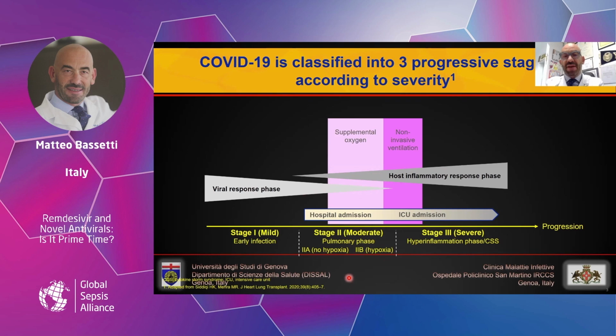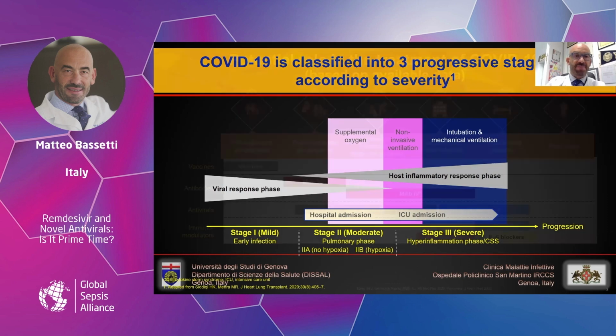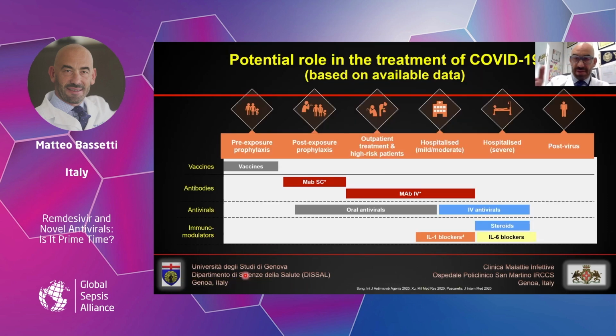And then we have phase 3, stage 3, in which there are more severe manifestations, and in general patients are intubated or mechanically ventilated. And this is the phase in which there is a very high inflammatory response. So actually, there is a role for several different drugs in managing COVID-19.